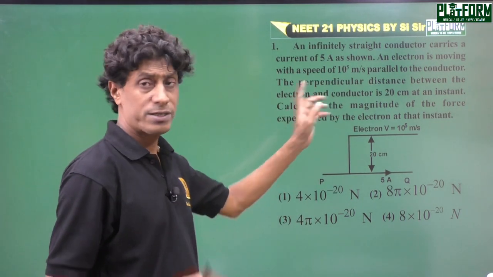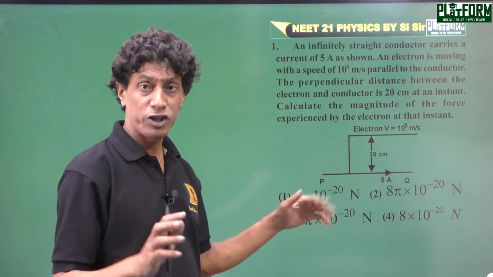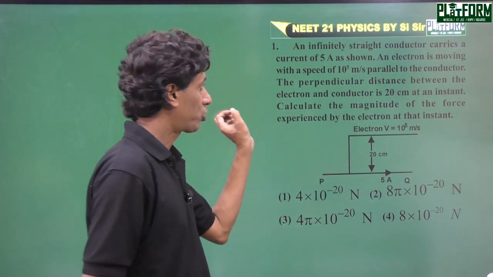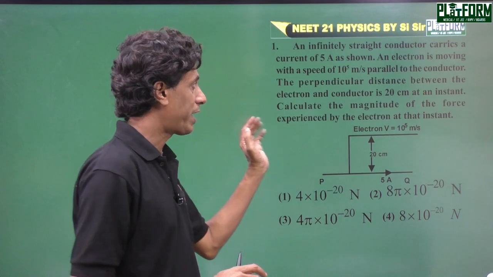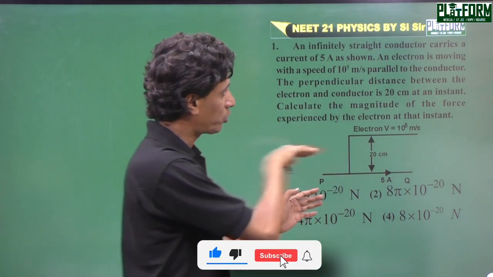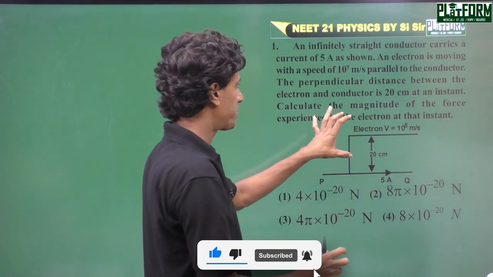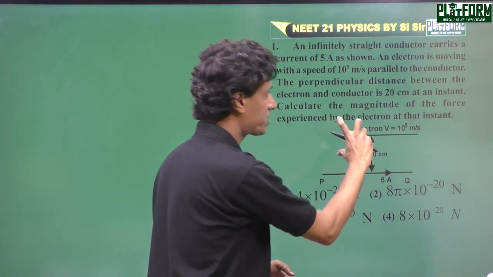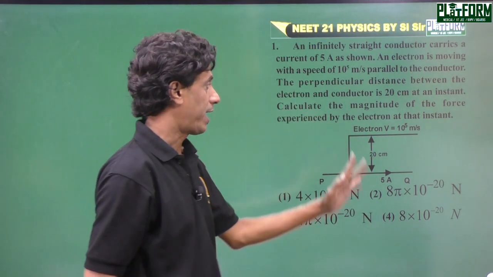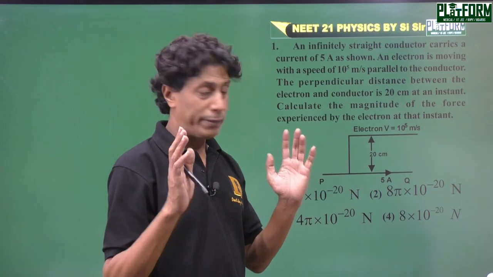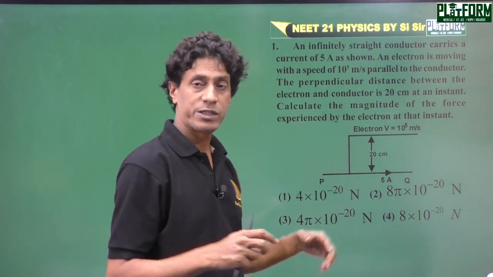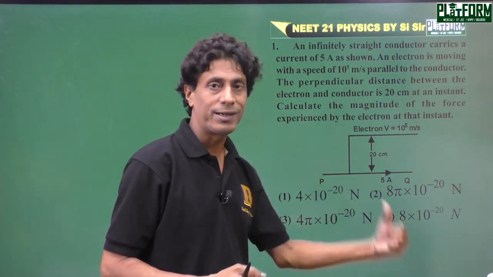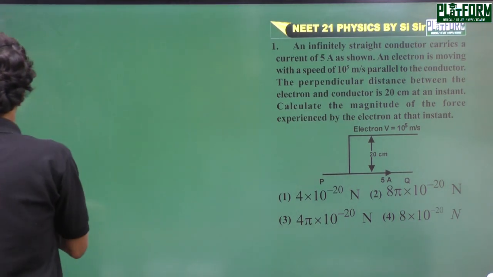An infinitely long straight conductor carries a current of 5 ampere as shown. An electron is moving with a speed of 10 to the power 5 meter per second parallel to the conductor. The perpendicular distance between the electron and the conductor is 20 centimeter at an instant. Calculate the magnitude of force experienced by the electron at that instant.